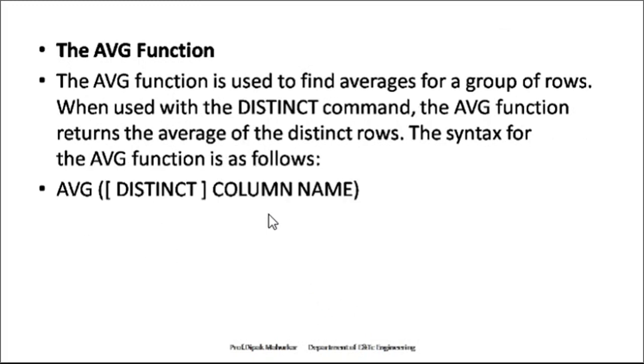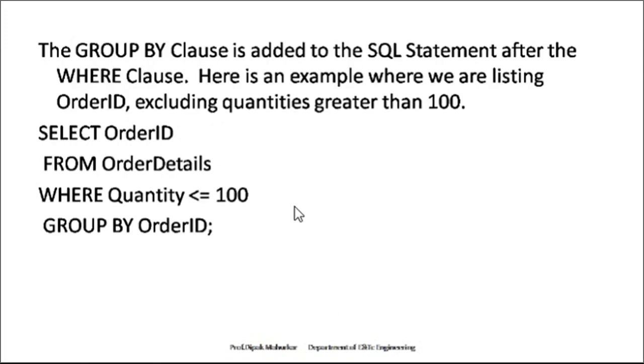See the average function. The average function is used to find averages for a group of rows. When used with the distinct command, the average function returns the average of distinct rows. The syntax for the average function is as follows: average, distinct, then column name. Then the group by.